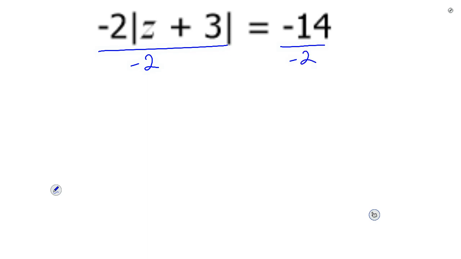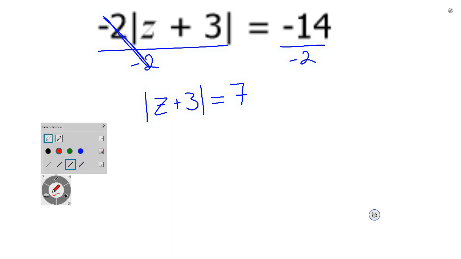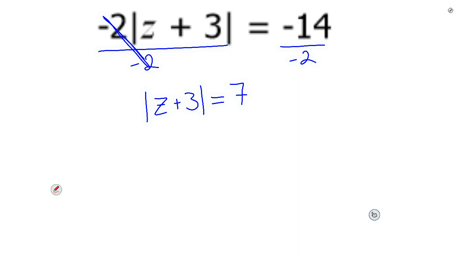Remember, anything you're doing to one side, you're doing to both. And these will just cancel out. None of those 3's or those z's or anything inside my absolute value gets touched at all. Okay, so if those divide out, I get that the absolute value of z plus 3, the inside of my absolute value not touched at all, is equal to negative 14 divided by negative 2, which is a positive 7. Once again, when I divided that away, I did not touch anything inside my absolute value. We almost treat it like a variable in that sense, right?